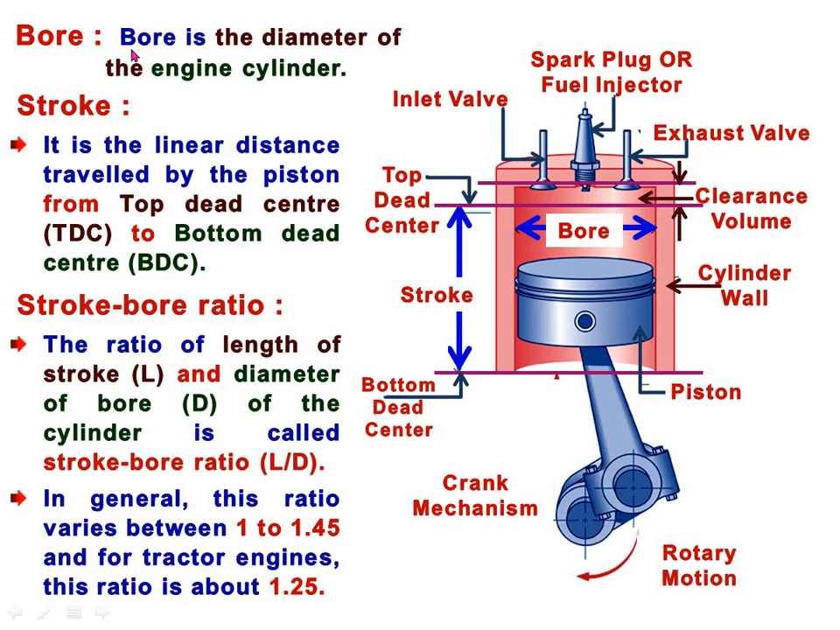Now second is bore. Bore is the diameter of the engine cylinder. See, this is the diameter of the engine cylinder and it is called bore. Sometimes the diameter of the crown of the piston is taken as similar to the diameter of the cylinder, because the piston fits closely in the cylinder. So sometimes the diameter of the cross section of the piston may be termed a bore, but in general bore is the diameter of the engine cylinder.